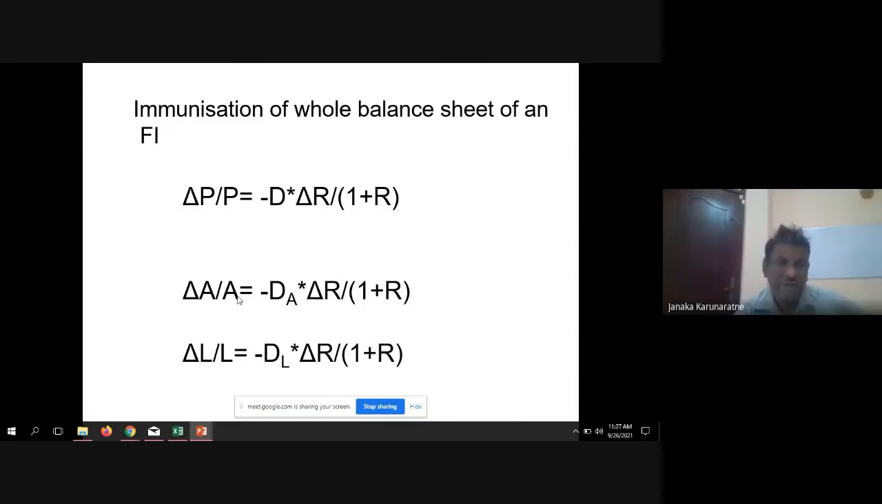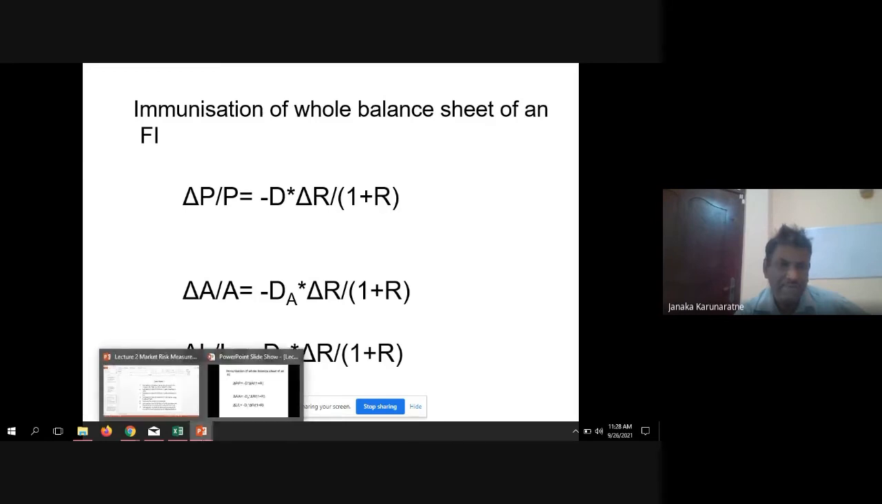So now, can you all use the duration formula? This is the general formula for any asset. Change in price divided by price equals minus the change in interest rate divided by 1 plus r, to identify the new prices. So use the formula.